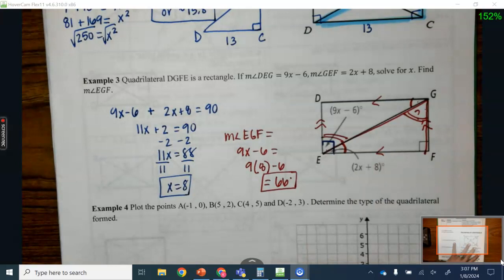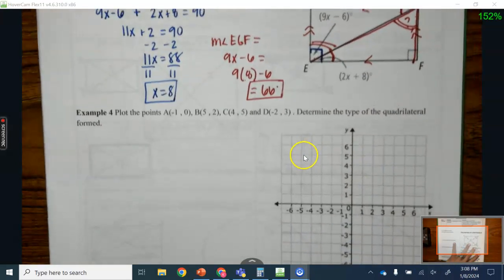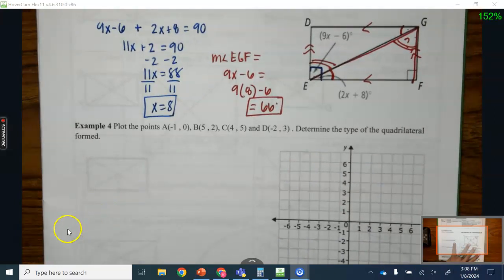Okay, I'm going to stop the video right here, and then in part 2, I'm going to do example 4, just because I'm going to run out of time. But example 4 is in the part 2 video.